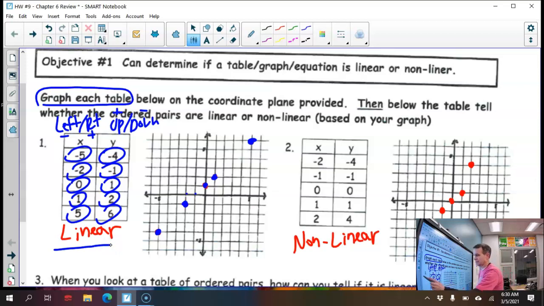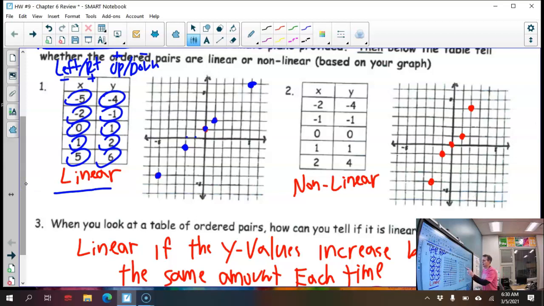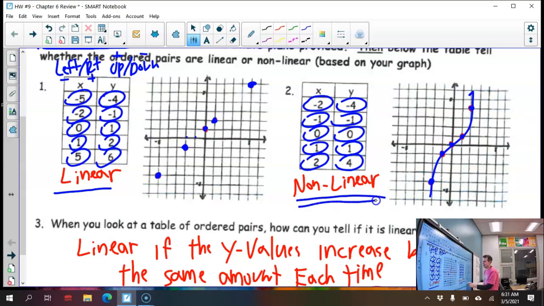Number 2, I would go left 2, down 4. So starting at the center, left 2, down 4 puts me there. I would go left 1, down 1, there. I would go left 0, up 0. That leaves me right in the middle. Right 1, up 1, there. Right 2, up 4, here. Those do not line up in a straight line, obviously. They curve. So that one is nonlinear.